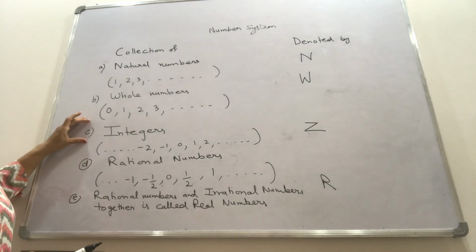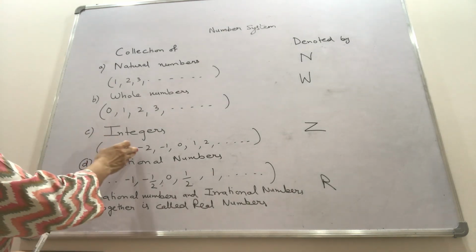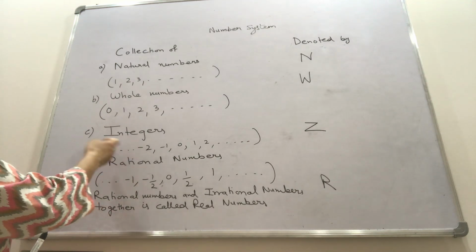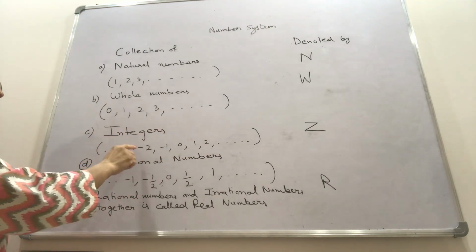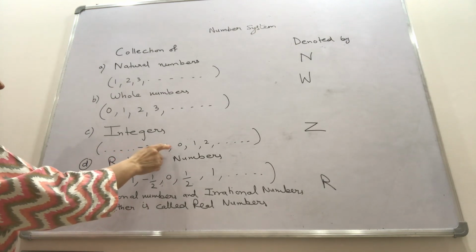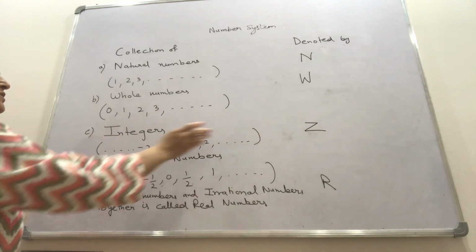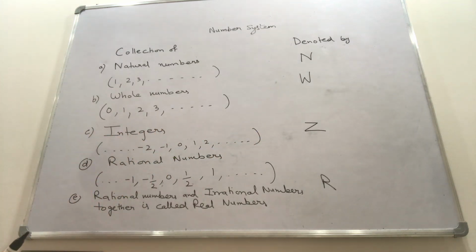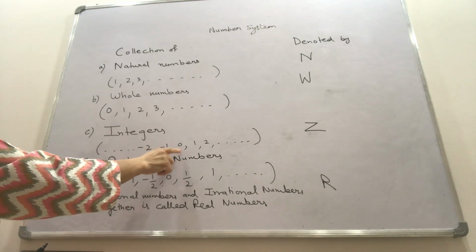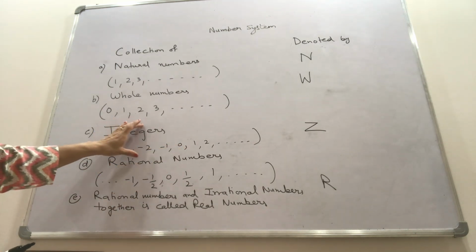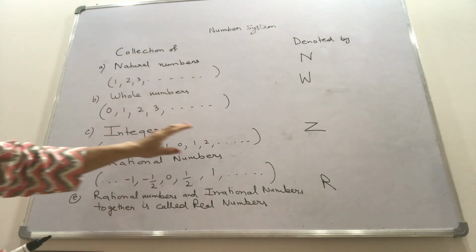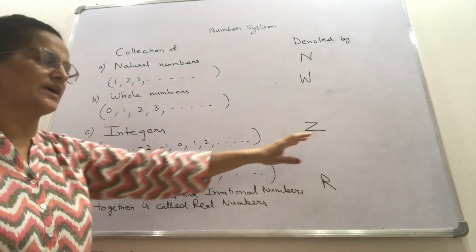Then we talk about integers. There is no limit on both sides. If I have written -2, -1, 0, 1, 2, on both sides so many numbers can be there. These are called integers, and the collection of integers is denoted by Z.